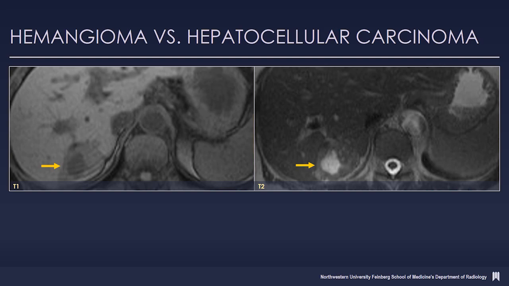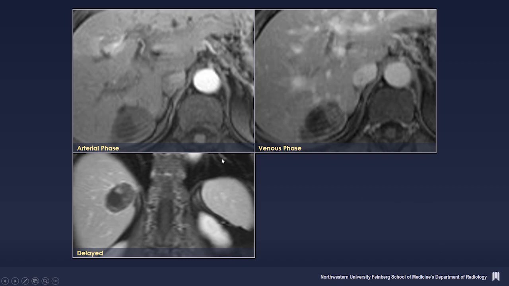How about this one? Again, same question. Is this a hemangioma or hepatocellular carcinoma? T1 here, T2 here. Central area is bright, but it's not classic for hemangioma because, again, the surrounding area isn't bright. What about after contrast? Here's the early arterial phase, more delayed phase, doesn't progressively fill in. It looks fairly nonspecific. It does have the nodular enhancement, though.